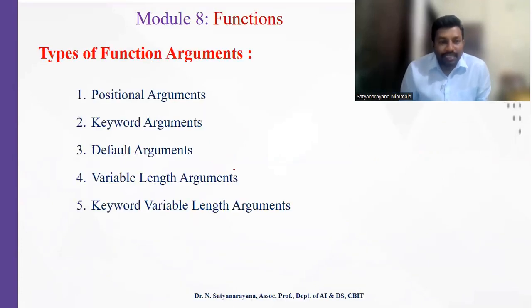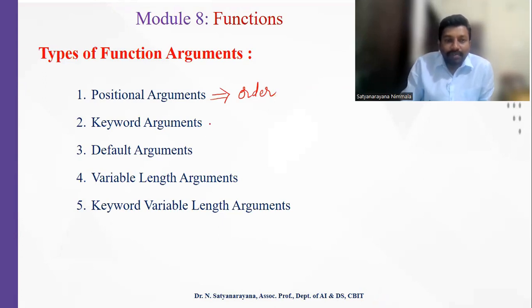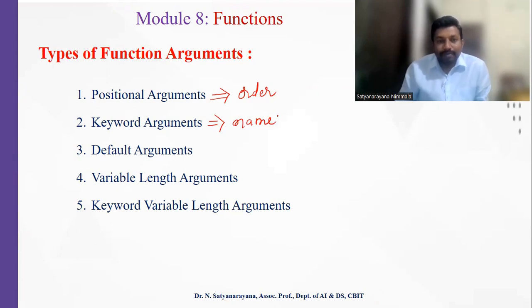Positional arguments, keyword arguments, default arguments, variable length arguments, keyword variable length arguments. Positional arguments are like the arguments that we use in other programming languages. These are simply all about the order. Based on the order of the parameters in the function call, the corresponding variables will be assigned values in the function definition. Keyword arguments are not supported in other programming languages; these are evaluated based on the names of the variables. The corresponding names are used in the function definition, so in keyword arguments the order doesn't matter, but the name of the variable matters.